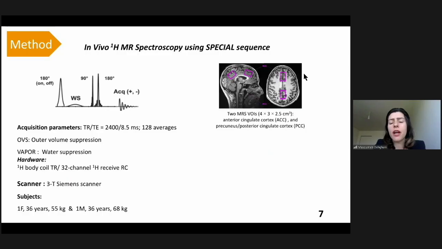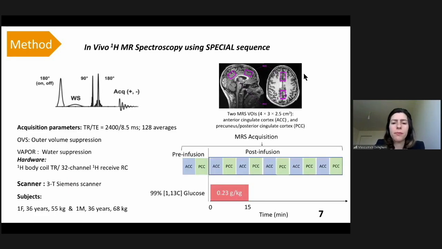The voxel of acquisition was positioned over the anterior cingulate cortex, and the next voxel over the precuneus posterior cingulate cortex. For the MRS acquisition protocol, we acquire one MRS spectrum just before infusion from both voxels, and then we started our infusion. MRS acquisition was interleaved between the two voxels.